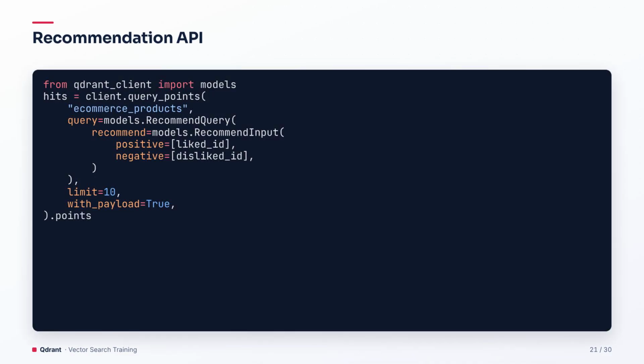In code, you call query points with a recommend query, passing positive and negative point IDs. Qdrant pulls the stored vectors for those points, combines them, and returns the nearest neighbors. This powers product recommendations and content discovery without a separate model.